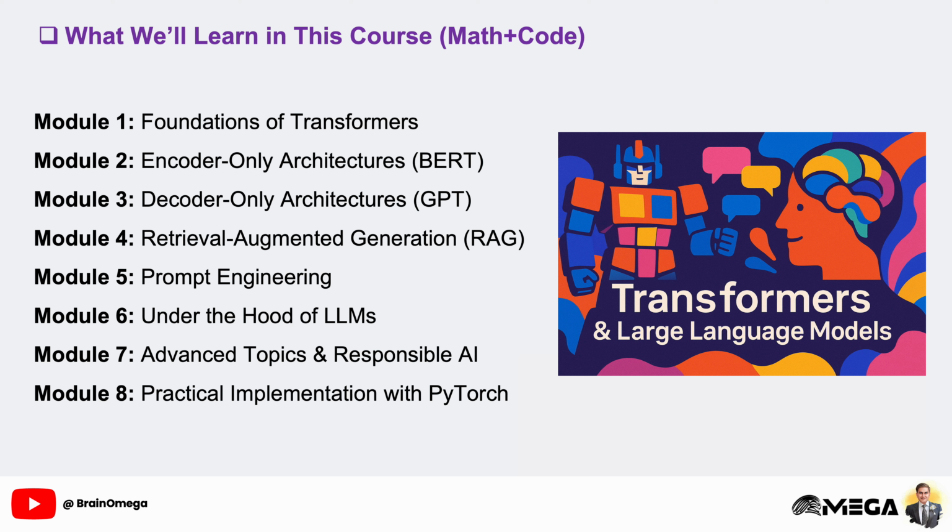In Module 2, Encoder-Only Architectures, we'll explore models like BERT. You'll see how encoder-based transformers are great for understanding and analyzing text. We'll cover the famous CLS token and how it's used in classification tasks, the difference between pre-training and fine-tuning, and how variants like RoBERTa improve on the original BERT. And yes, we'll get hands-on with practical tasks like sentiment analysis, text classification, and question answering.